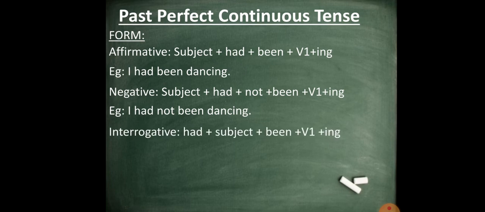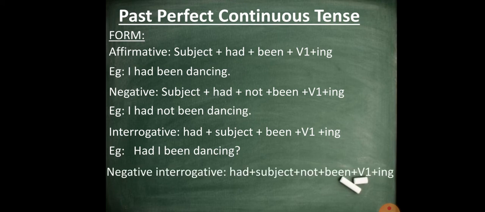The interrogative is formed by putting had before the subject. Had plus subject plus been plus V1 plus ing. Example, had I been dancing? The negative interrogative is formed by putting had before the subject and not after the subject, followed by been plus V1 plus ing. For example, had I not been dancing?